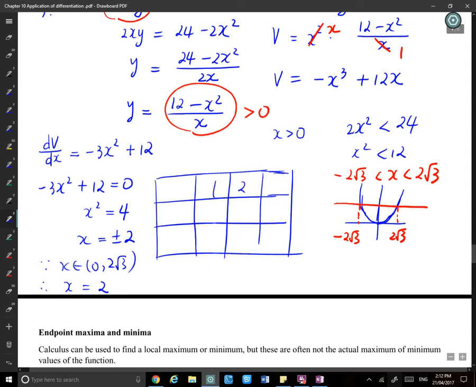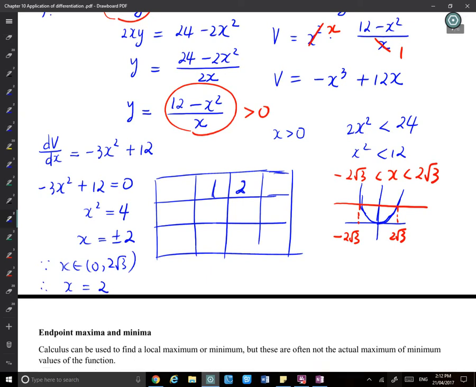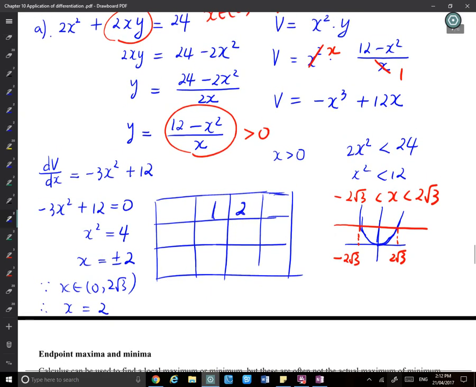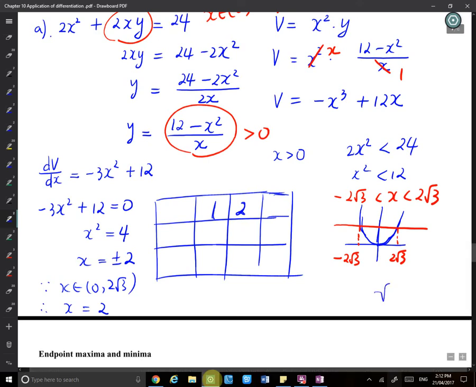You have 2, you have 1, and I have 3. Is 2 root 3 greater than 3? Yes, 2 root 3 is root 12, and 3 is root 9. So 3 is to the left of root 12, so I can put 3 here. And that is 0. So x, dV/dx and the graph.